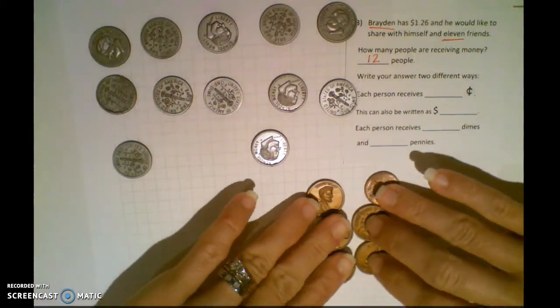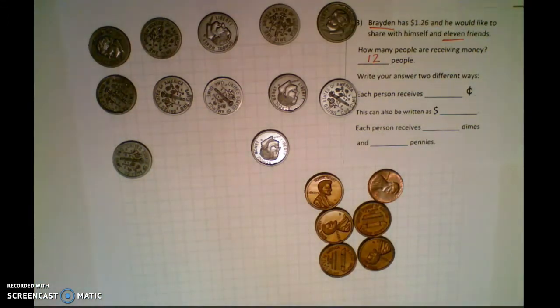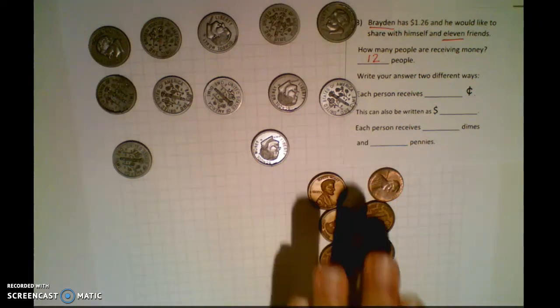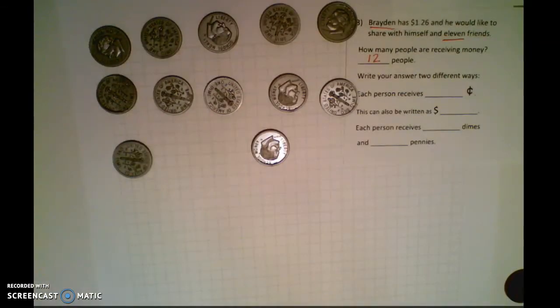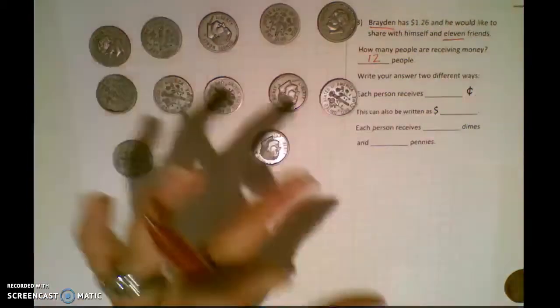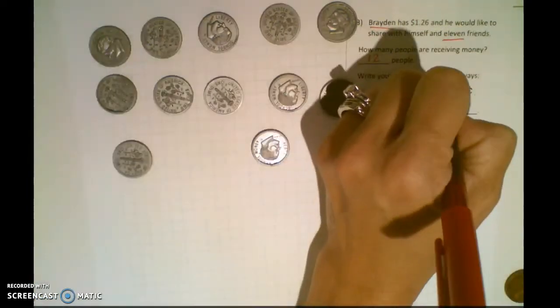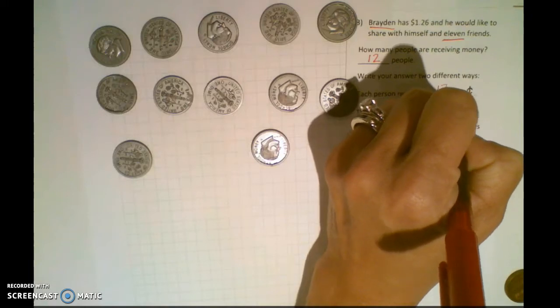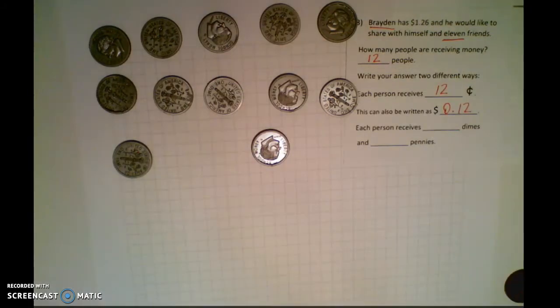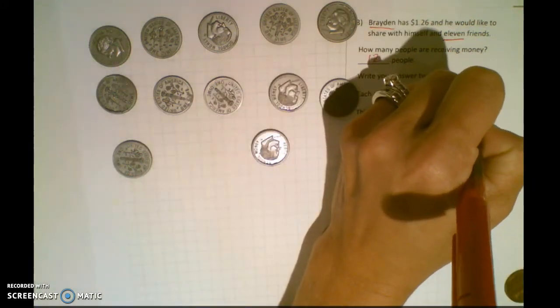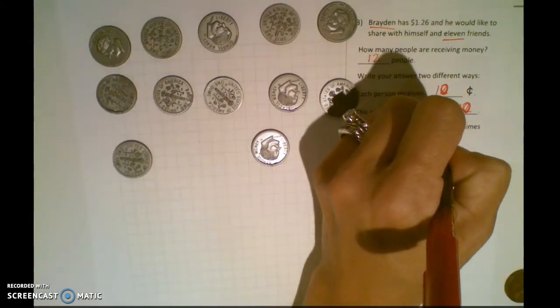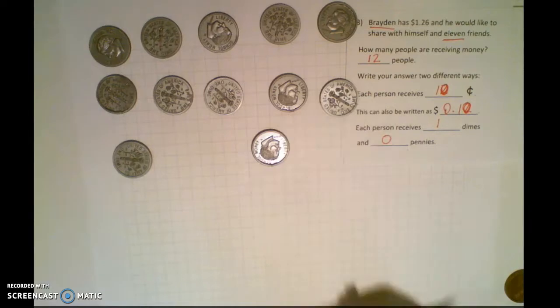So that means everyone's going to get 1 dime. But I have these 6 pennies and 12 people and I can't split that any further. So this is a remainder. In this case, if we're going to share the same amount with everyone, these 6 pennies can't be shared. They're off to the side and each person will get 10 cents, right? Because I've got 12 people, 12 dimes, everyone gets a dime. Each person receives 10 cents, written as a decimal, 10 hundredths: 1 dime and 0 pennies.